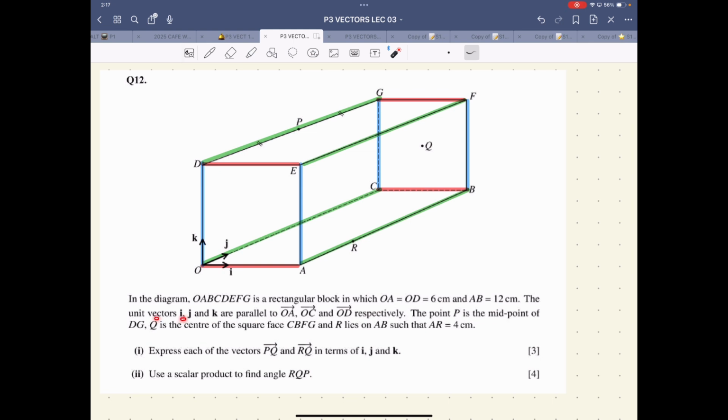Now it says unit vectors IJK are parallel to such and such respectively. Whatever is on the diagram, that's also written over here. The point P is the midpoint of DG. That means, let me write over here, that the whole thing is 12J. So this is 6J and this is 6J because it's the midpoint. And Q is the center of the square face. And R lies on AB such that AR is 4 centimeters. So this is 4J, therefore RB is 8J because the total is 12.